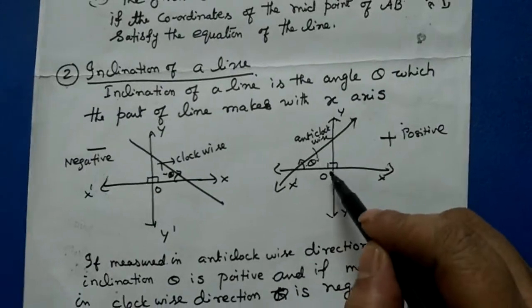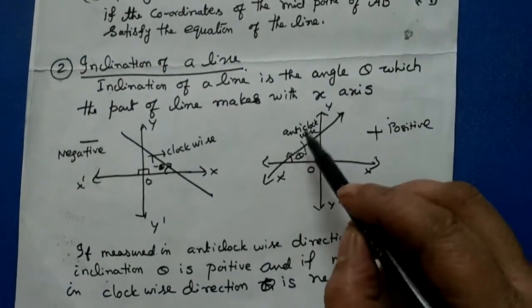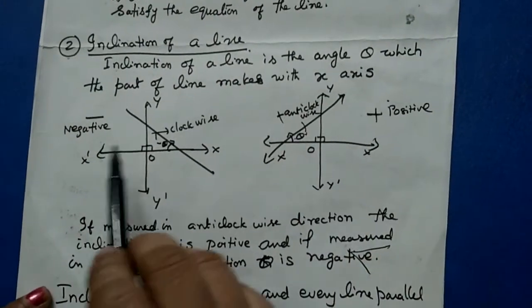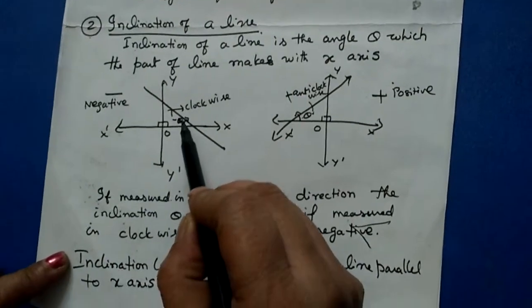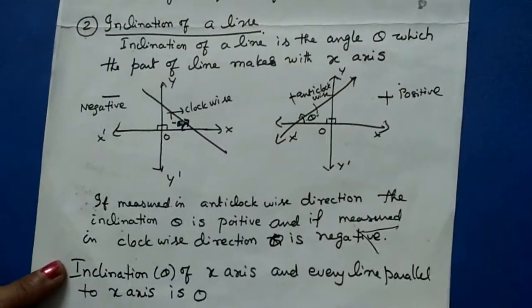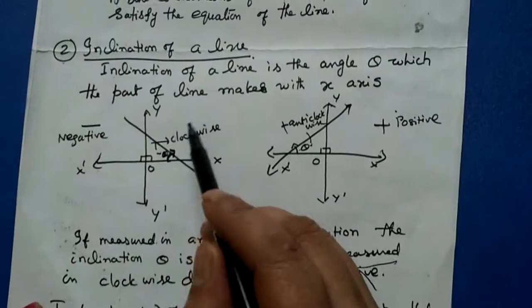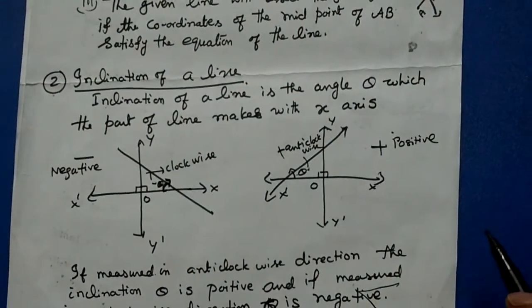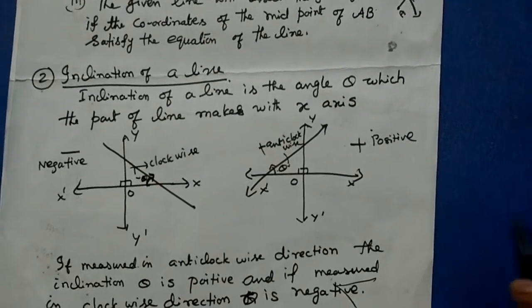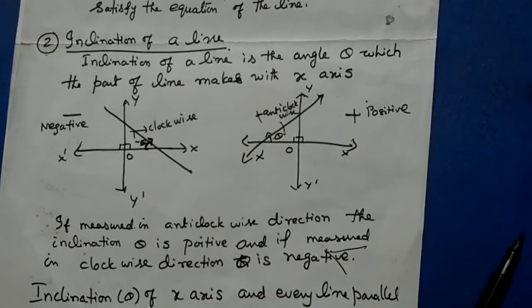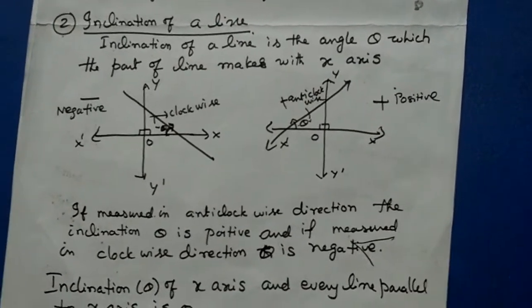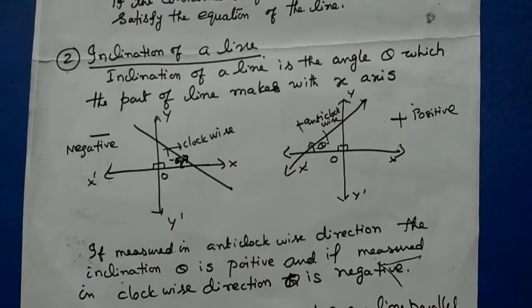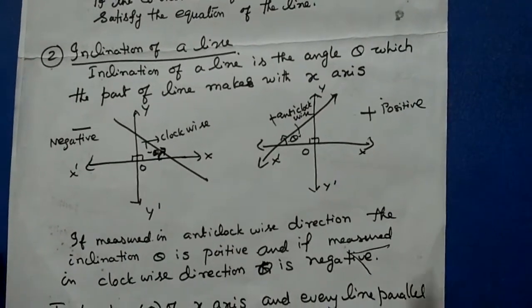If the angle is in the anti-clockwise direction, then it is positive. And if you measure the angle from here, it is the clockwise direction, so it is negative. So if the line makes an angle with the x-axis in the anti-clockwise direction, the angle is positive. If it makes an angle in the clockwise direction, then it becomes negative.